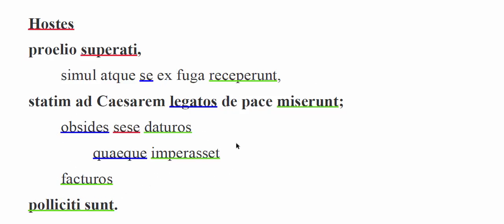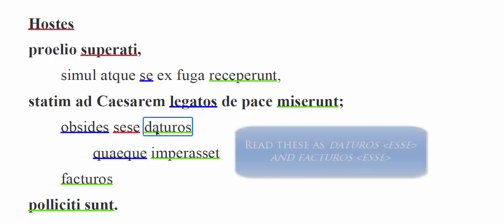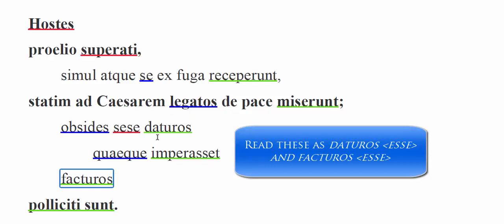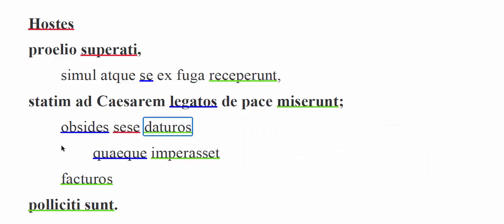Notice how we've jumped down in here. There are some infinitives missing here for daturos and facturos. This daturos should be daturos esse, and facturos should also be facturos esse. These are future active infinitives. That's why they're indicated as verbs. They're not participles strictly. I mean, obviously, this is the future active participle, but the esse is missing because of this verb down here, polliciti sunt, rendering this whole thing as an indirect statement.